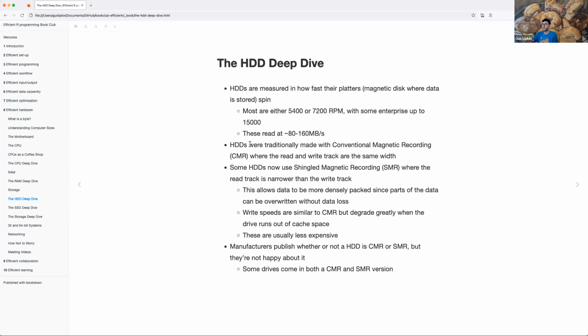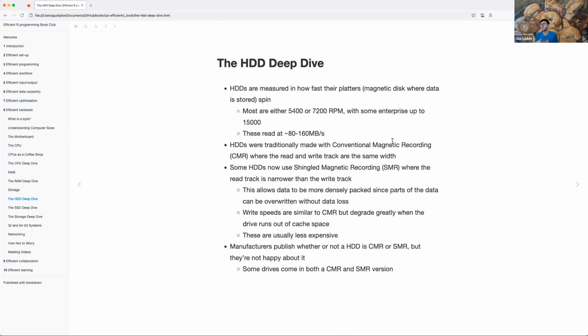So hard drives were traditionally made with conventional magnetic recording, where the read and write track are the same width. So on your disk, there's a little arm, like a record player, and that will read or write data to the specific hard drive platter. And then some hard drives are now being made that use shingled magnetic recording, where the read track is narrower than the write track. And this allows data to be more densely packed, since parts of what's written can be safely overwritten without data loss.